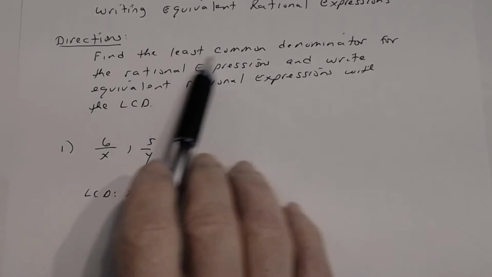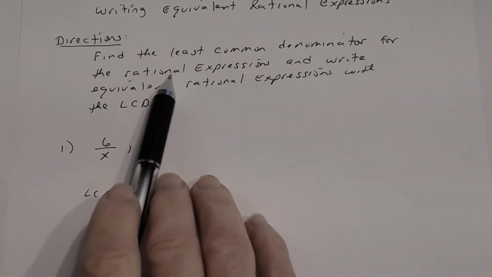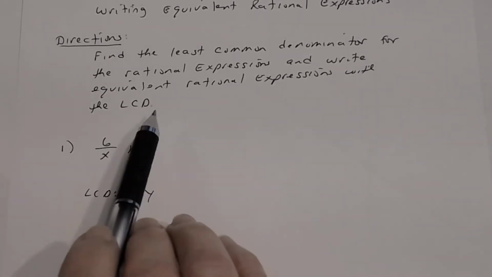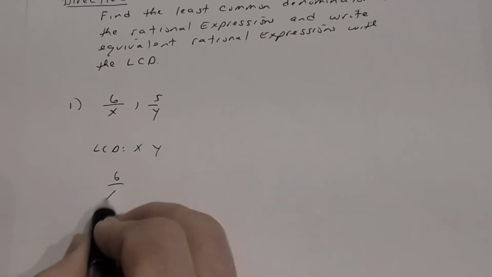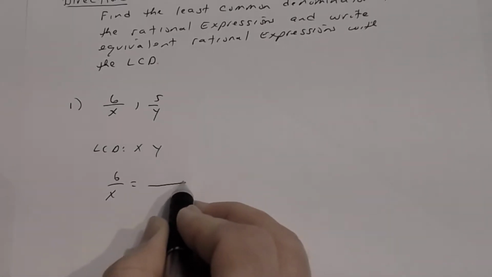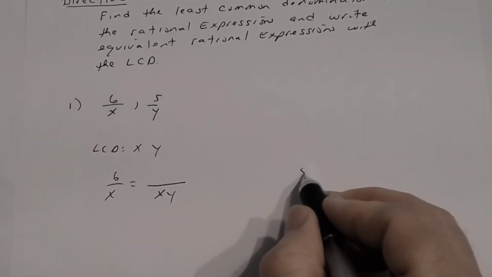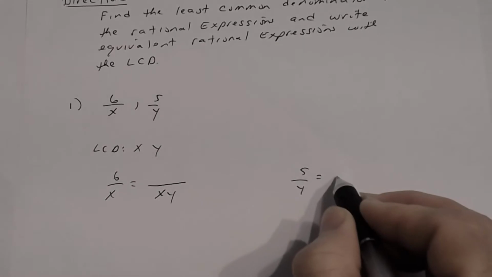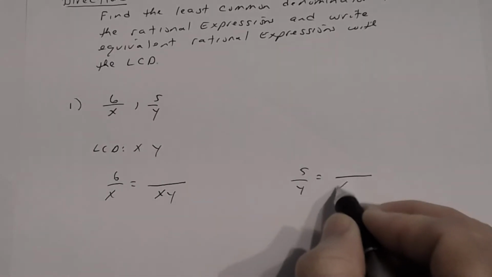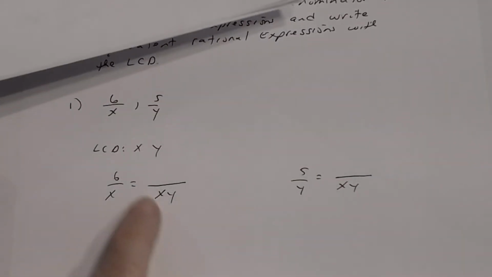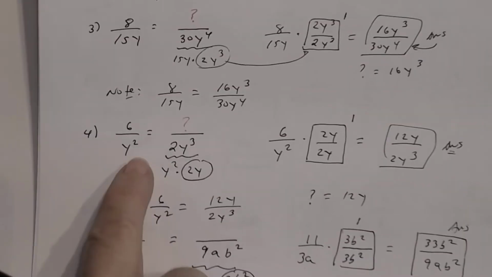Once you find the LCD, the next thing is to write the equivalent rational expressions with that LCD. So the question is, 6 divided by x equals what rational expression with this denominator? And 5 divided by y is equivalent to what rational expression with that denominator? This is where this idea comes in. So each of these is going to be this idea.